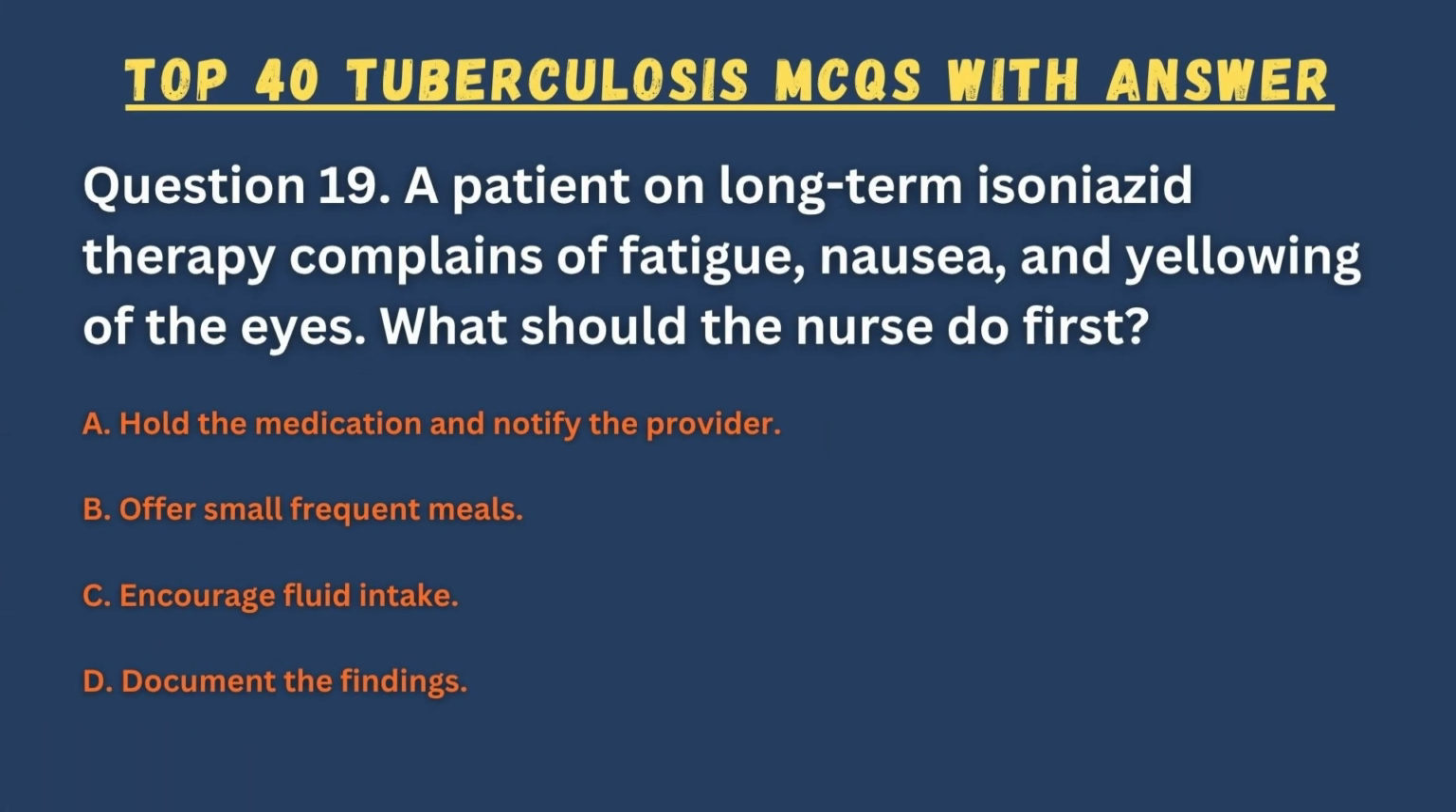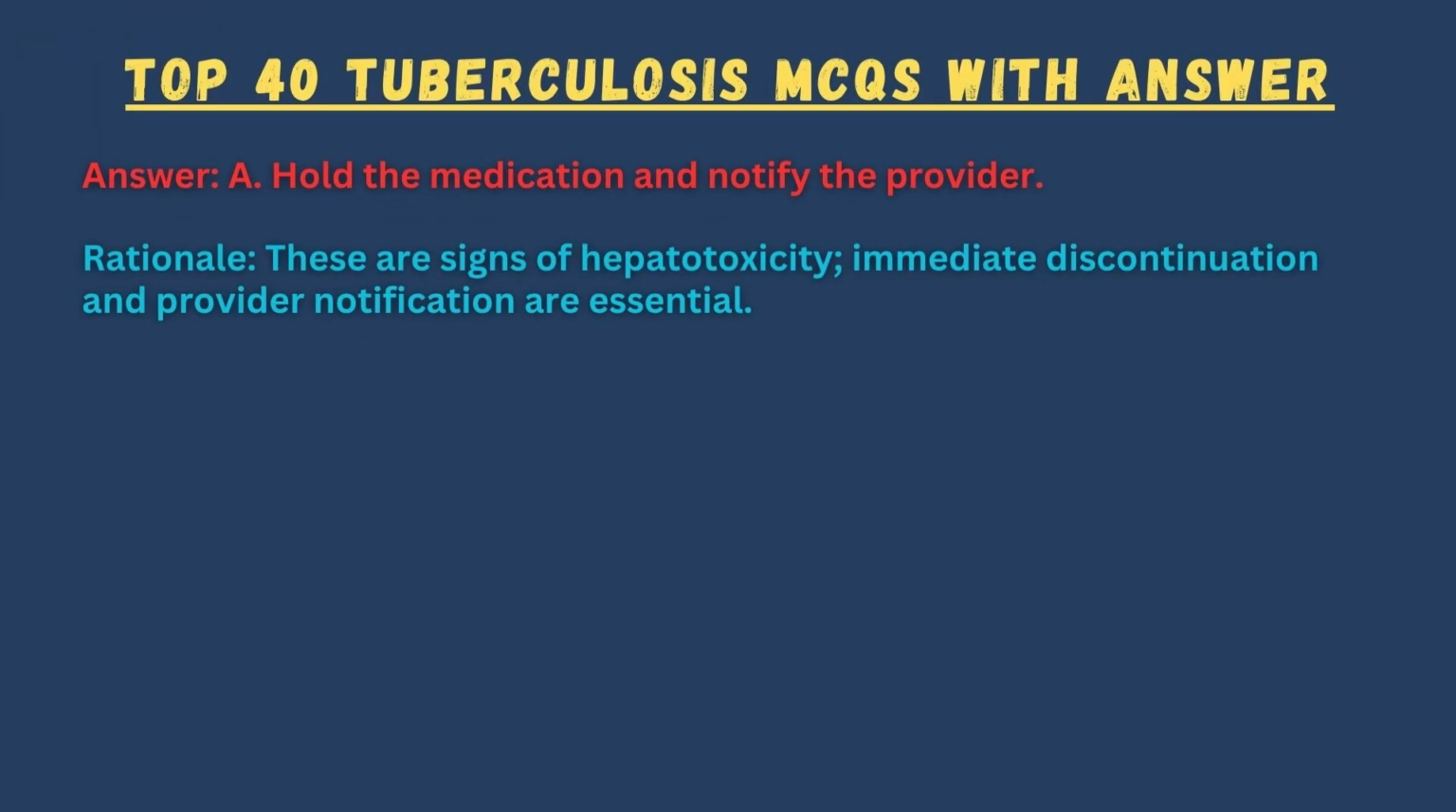A patient on long-term isoniazid therapy complains of fatigue, nausea, and yellowing of the eyes. What should the nurse do first? A. Hold the medication and notify the provider. B. Offer small frequent meals. C. Encourage fluid intake. D. Document the findings. Answer A.